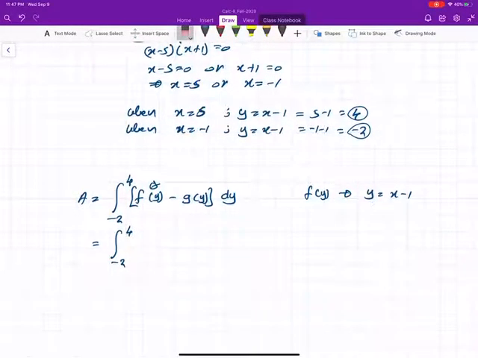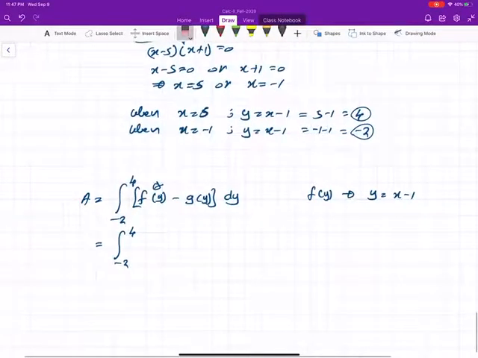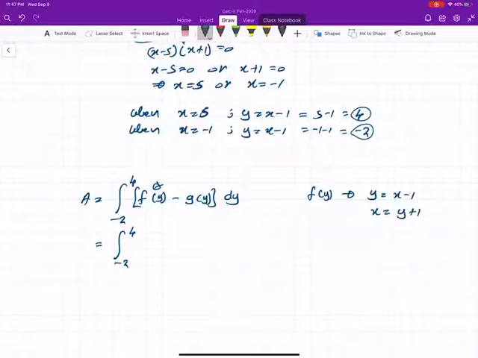Right? Let's solve this for x. How do you solve this for x? You just push -1 to the other side. You can write this as x equals y plus 1. What you have done is you just bring this -1 to the other side.